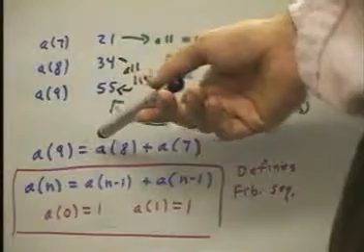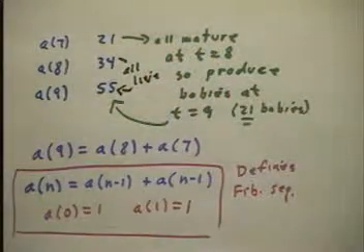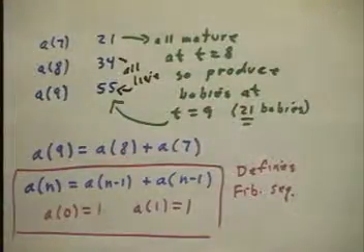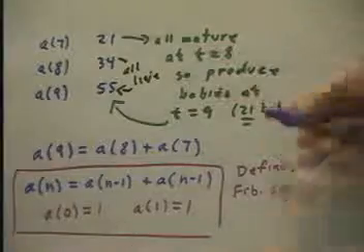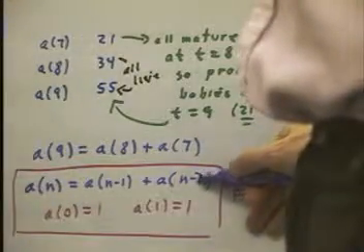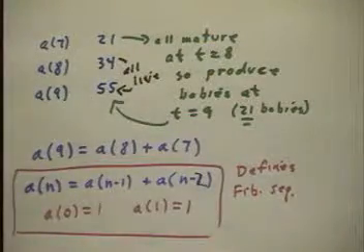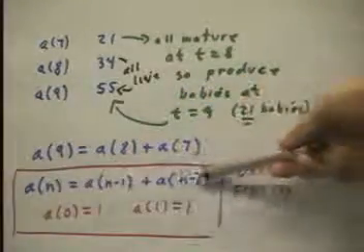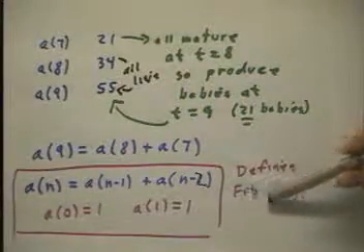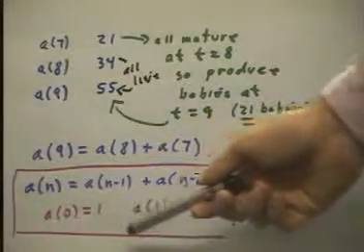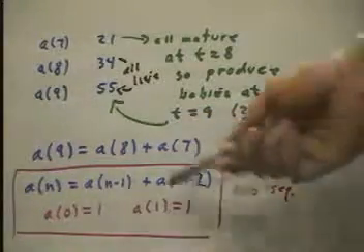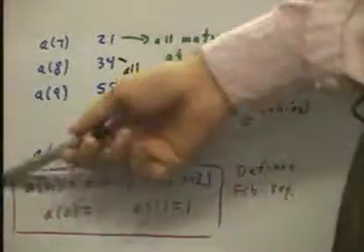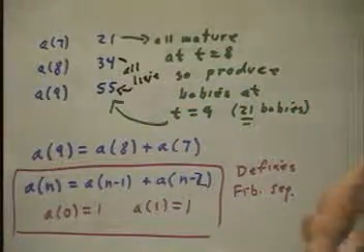We write this as A9 equals A8 plus A7, and we generalize it to say that AN equals AN minus 1 plus AN minus 2. Okay, this is the relationship that defines the Fibonacci sequence if we assume that A0 is 1 and A1 is 1, as would be the case if we start with a pair of baby rabbits. So this whole description here describes what we call the Fibonacci sequence.